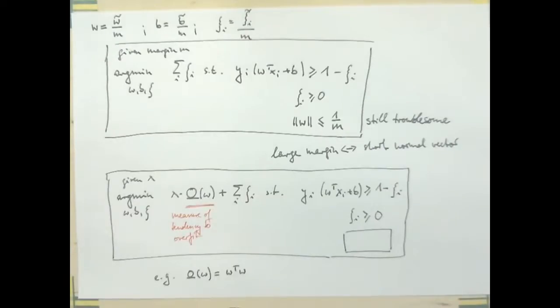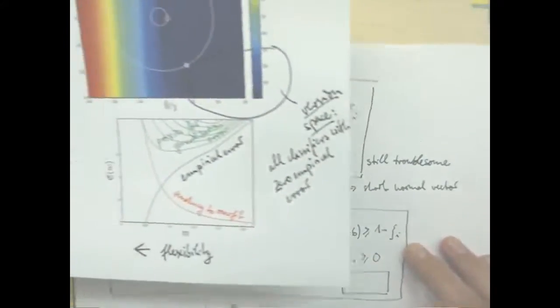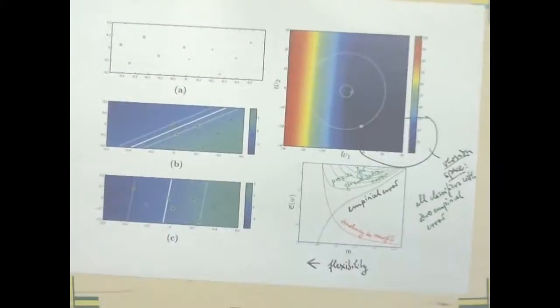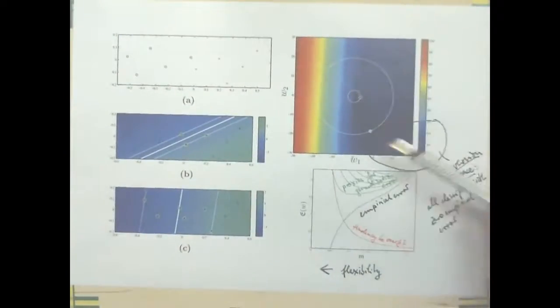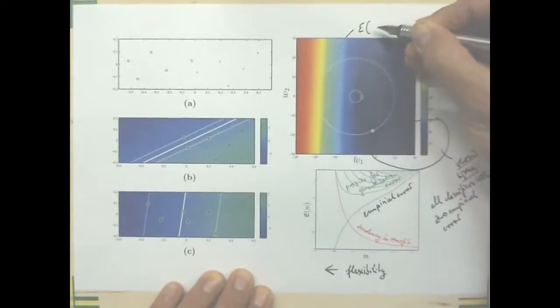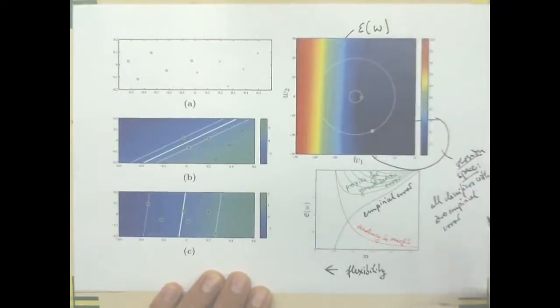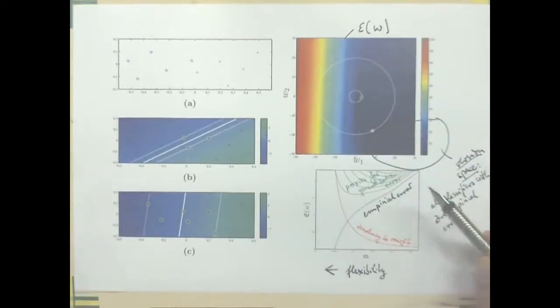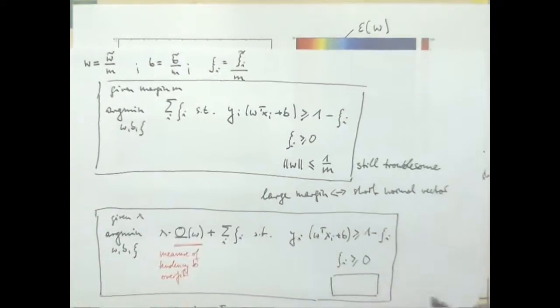And coming back to this picture here, so the whole false color plot here was the empirical error. So a function of w and in fact also of b. This was the empirical error. So this corresponded to the black curve. We now add to this another term, a function of the length of w.